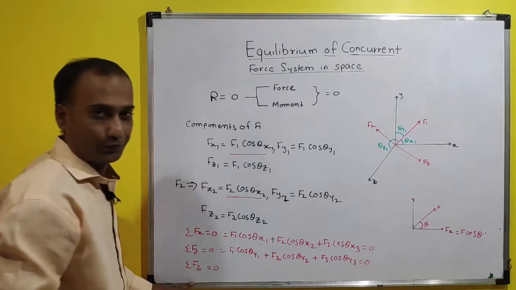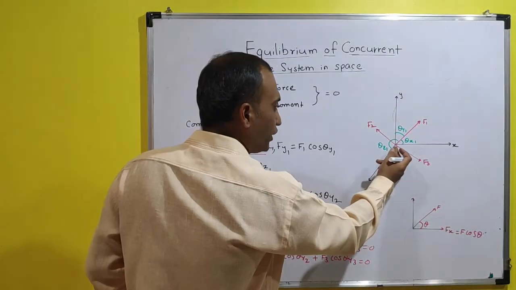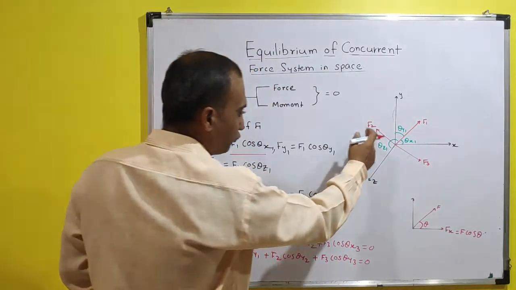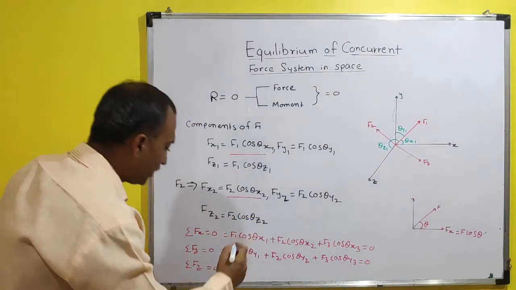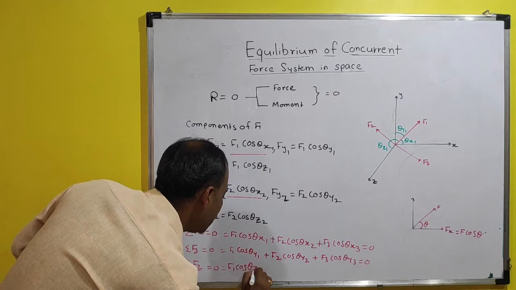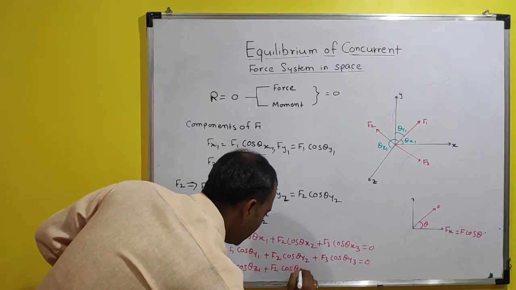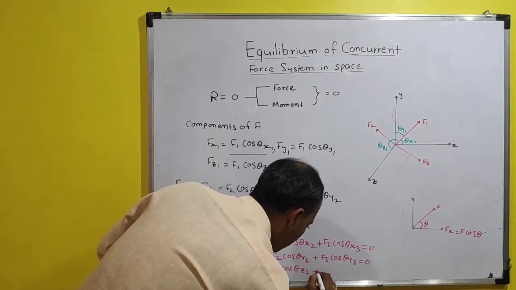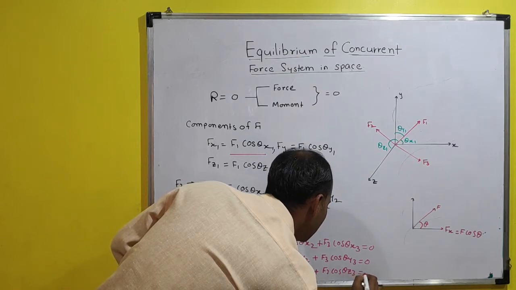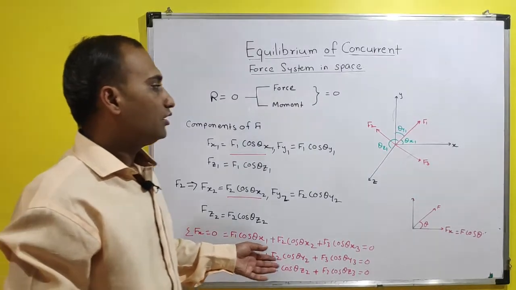is equal to 0. And for the summation of Fz, similarly we know the angle made by this F1 with the z axis is theta z1. So for the F2 also it will be theta z2. So we can write down the equation for this also. F1 cos theta z1 plus F2 cos theta z2 plus F3 cos theta z3 is equal to 0. So these are the three equations of equilibrium.